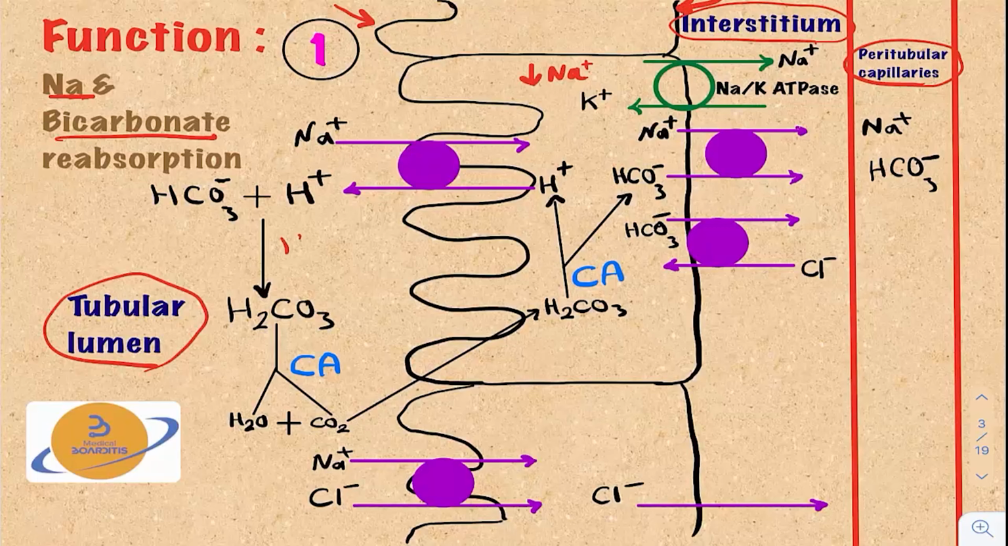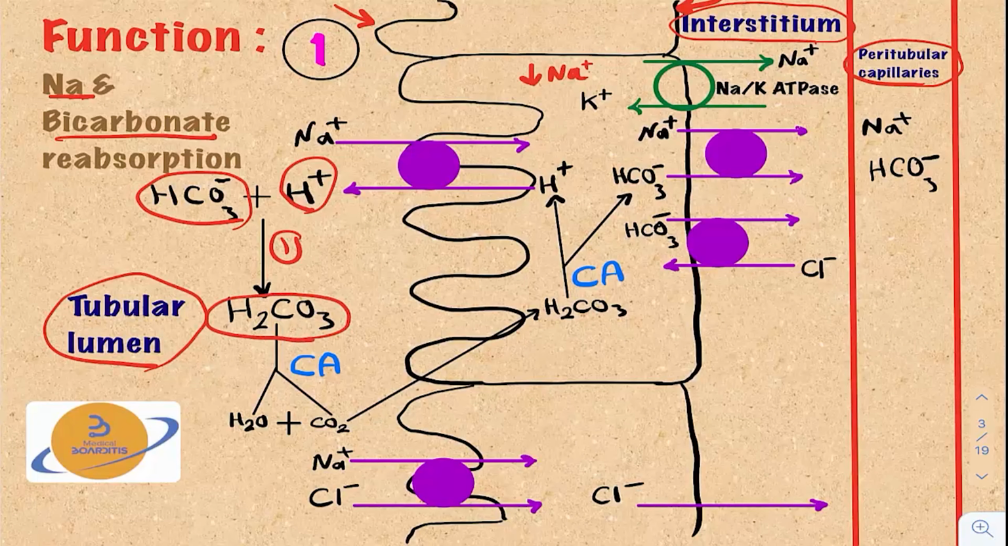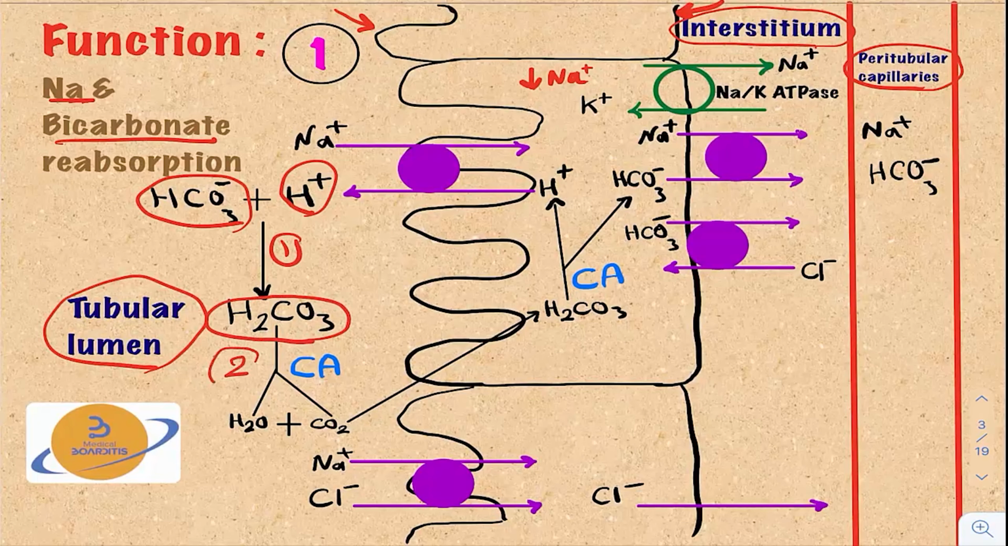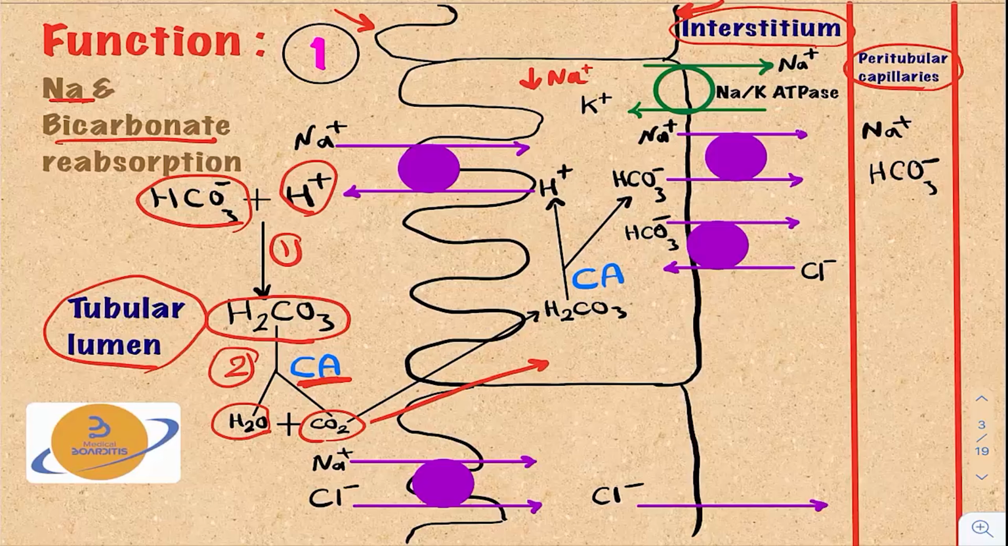The first step lies here. In the tubular lumen, hydrogen ions and bicarbonate combine to form carbonic acid. In the second step, carbonic anhydrase will convert this carbonic acid into water and carbon dioxide. And as we know, water and carbon dioxide can easily diffuse through passive diffusion into the inside of these brush border cells, where they become converted again into carbonic acid.